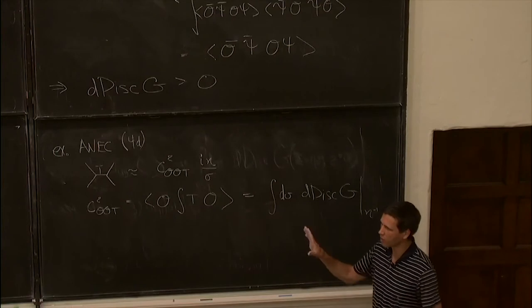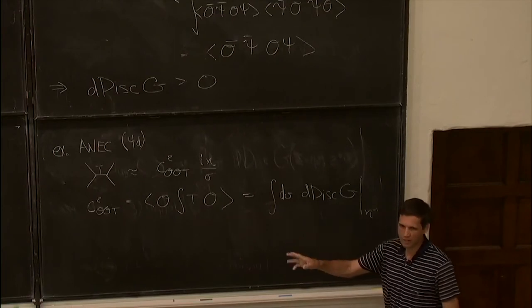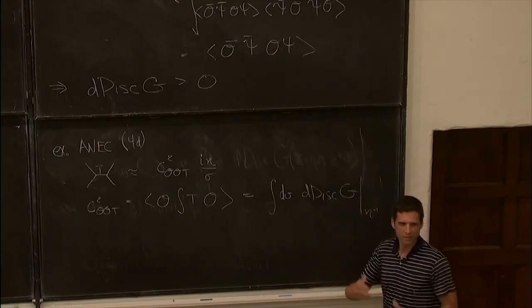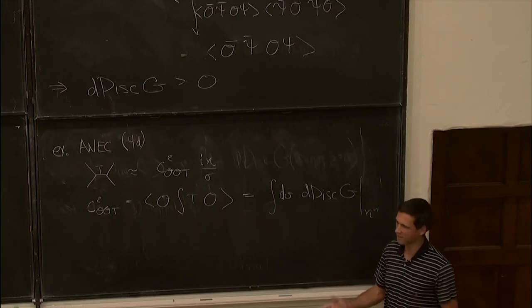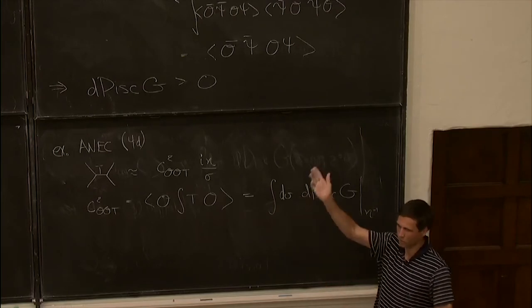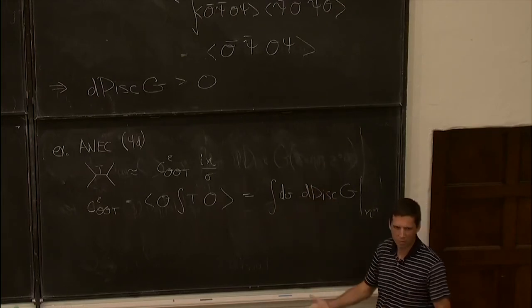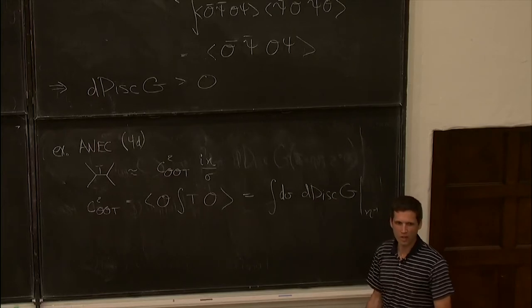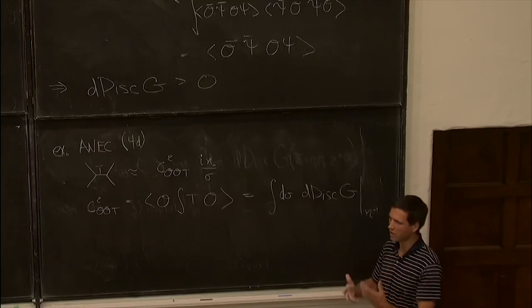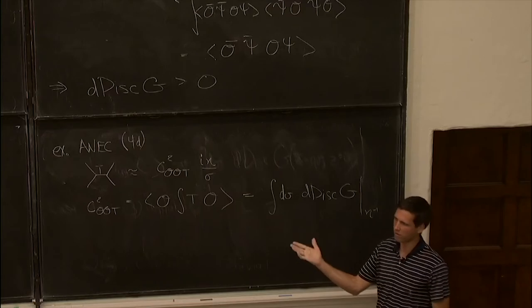OK, so the point I wanted to make is just that the Anneg is some particular OPE coefficient, basically, in the context of these four-point functions. The Anneg is some particular OPE coefficient. So the Anneg sum rule is some particular inversion formula for that OPE coefficient.